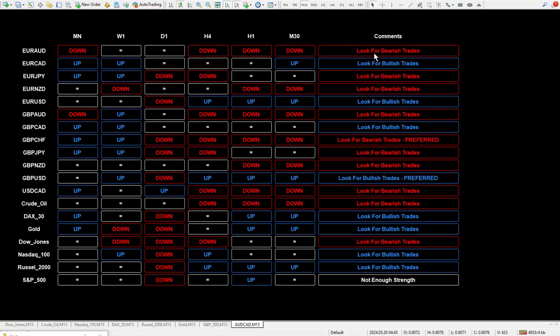Now once it does all the calculations, it'll say in the comments here either look for bearish trades, look for bullish trades, and sometimes you'll get preferred. And if there's not enough strength, it'll just be in white here. Like it will pick a direction. It could be within 30 minutes. This could easily change.